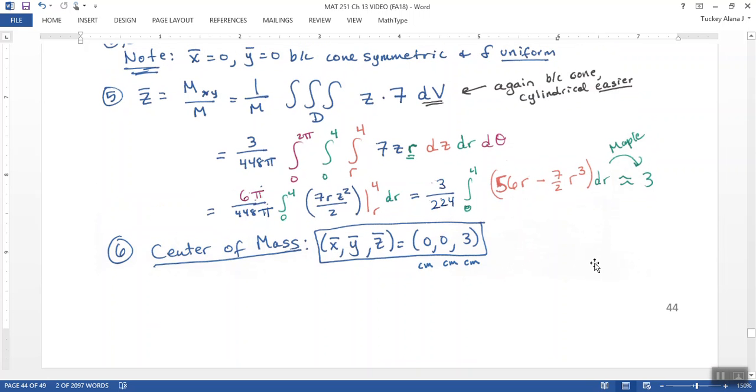So x bar being the distance for the center of mass from the x-axis, which is 0, right? Y bar being the y-axis, 0, and then z, which is how high up it is going to be. So on that z-axis it is going to be up 3 centimeters.